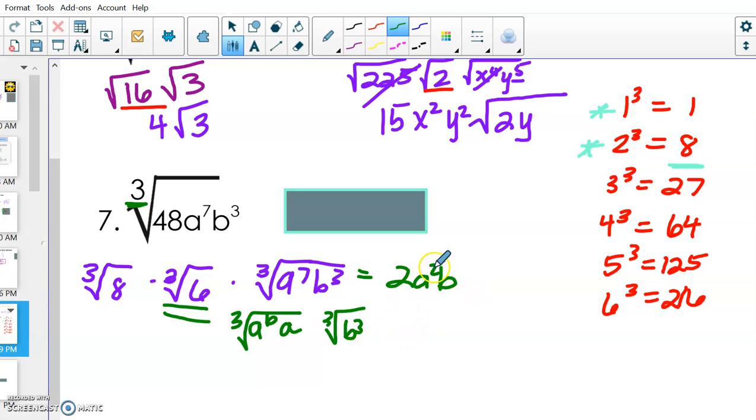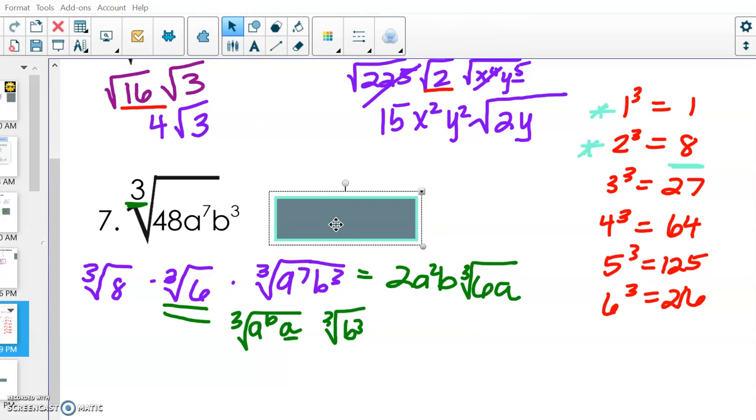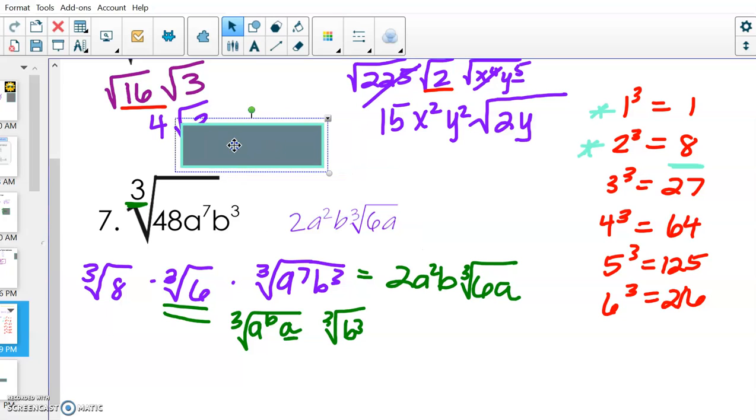All right, so we have 2a squared b on the outside, and then what was left over underneath? The 6. And then there's 1a left over, this guy. And that should be our final answer. Yes. 2a squared b on the cubed root of 6a.